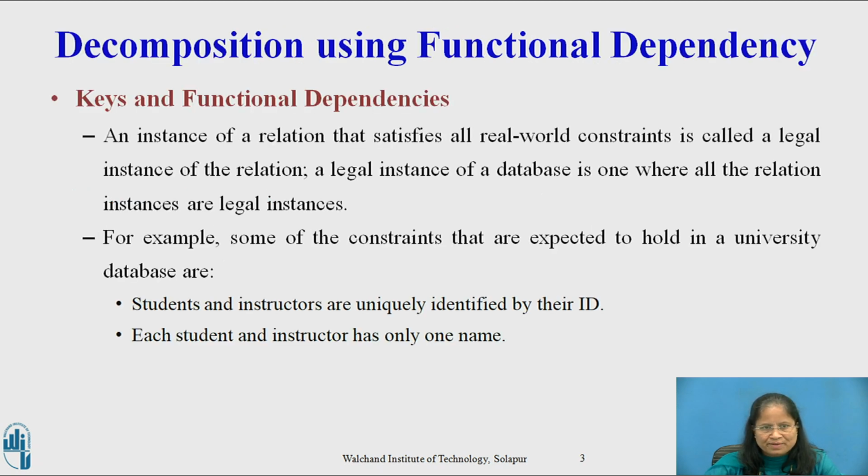Decomposition using functional dependencies. Keys and functional dependencies. An instance of a relation that satisfies all real-world constraints is called a legal instance of the relation, and a legal instance of a database is one where all the relation instances are legal instances. For example, some of the constraints that are expected to hold in a university database are: students and instructors are uniquely identified by their ID. Each student and instructor has only one name. Each instructor and student is associated with only one department.